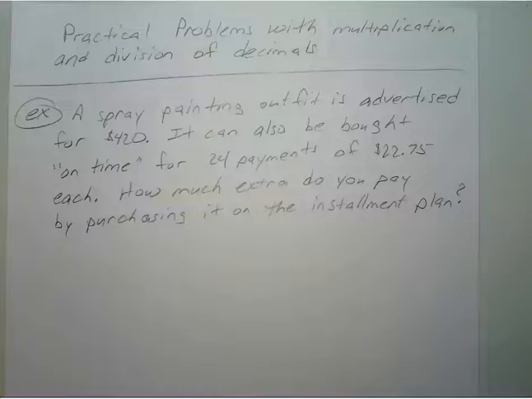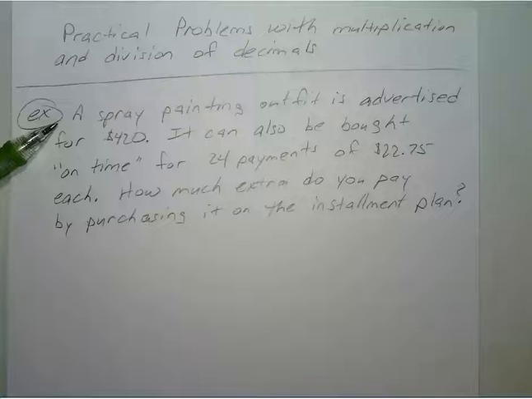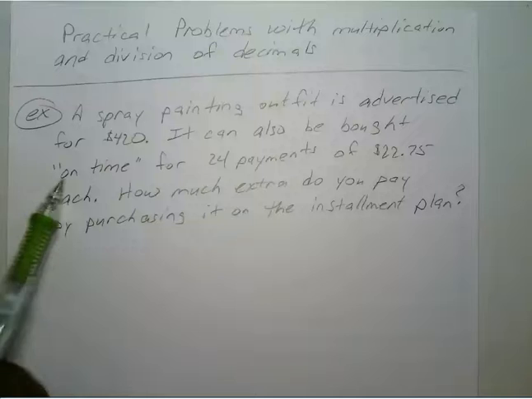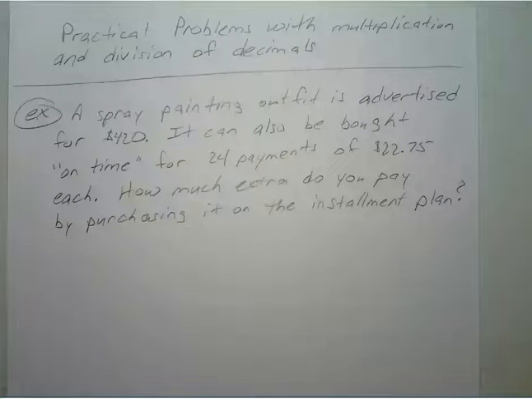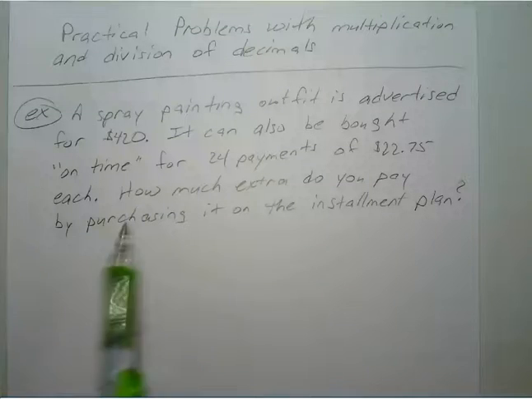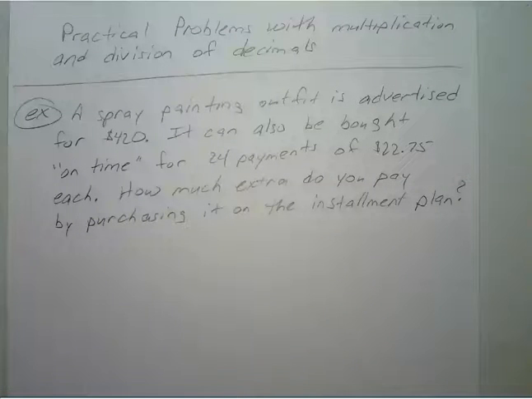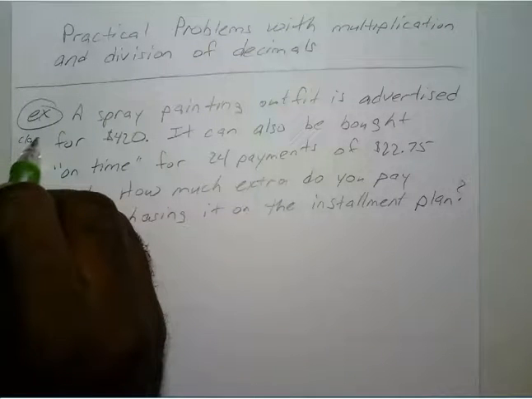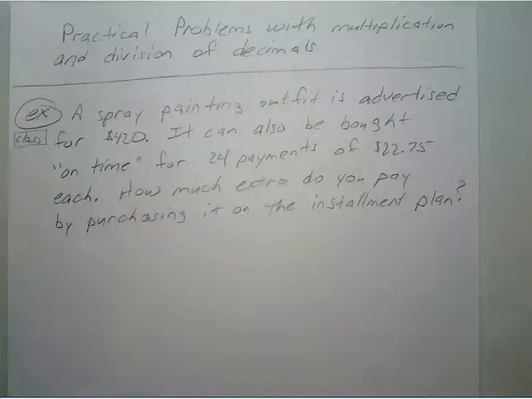Alright, so for the first problem we have a spray painting outfit that is advertised for $420. It can be bought on time for 24 payments of $22.75 each. How much extra do you pay by purchasing it on the installment plan? Go ahead and press pause and try to solve this one on your own.